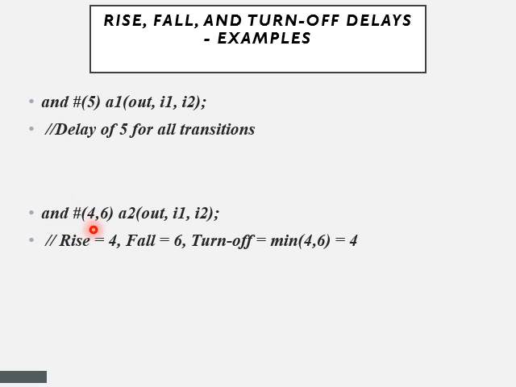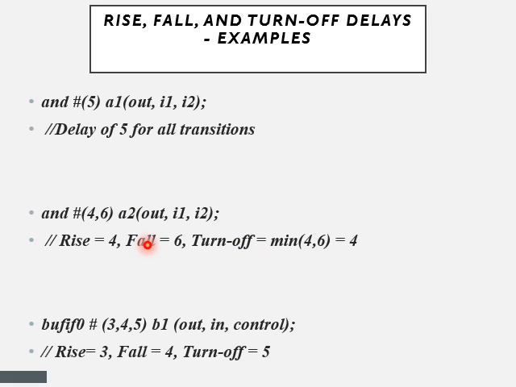The next example is where we specify two delays. Again I take AND hash 4,6, so two delays are specified here. A2 is the instance label, out, I1, I2. The first delay specified is always the rise delay, that is 4, and the second one is the fall delay, that is 6. In the case where only two delays are specified, the minimum of the two is taken as the turn off delay. So turn off will be the minimum of 4 and 6, that is 4.